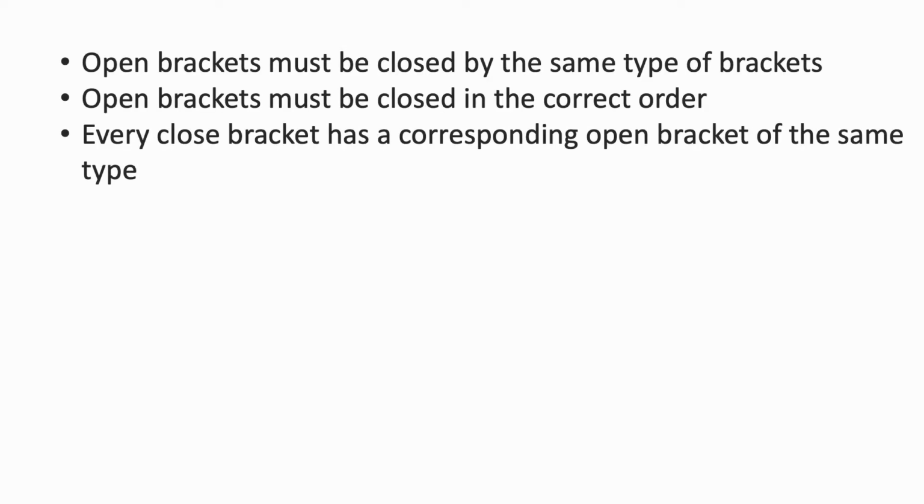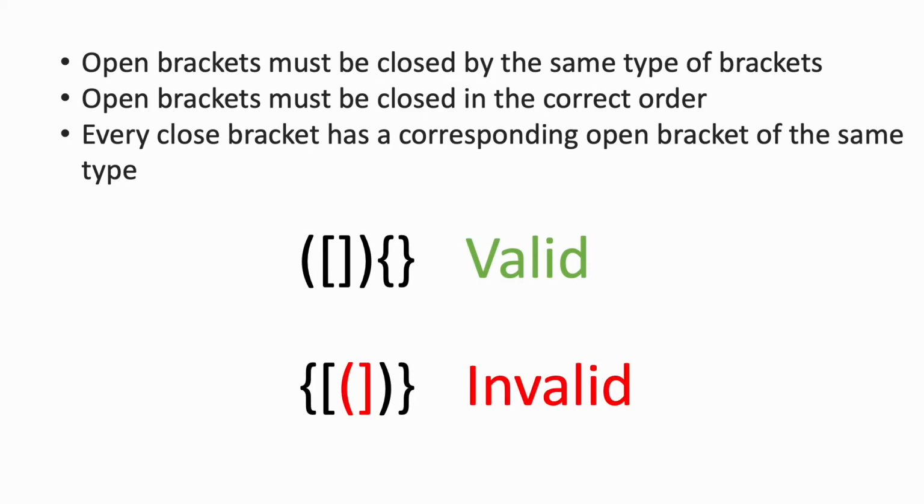Open brackets must be closed by the same type of brackets, open brackets must be closed in the correct order, and every closed bracket must have a corresponding open bracket of the same type. So for example, something like this would be valid, but this would be invalid, since the open parentheses is being closed by a square bracket.